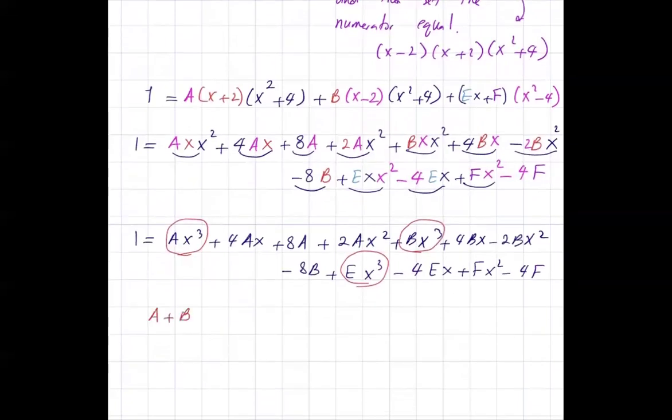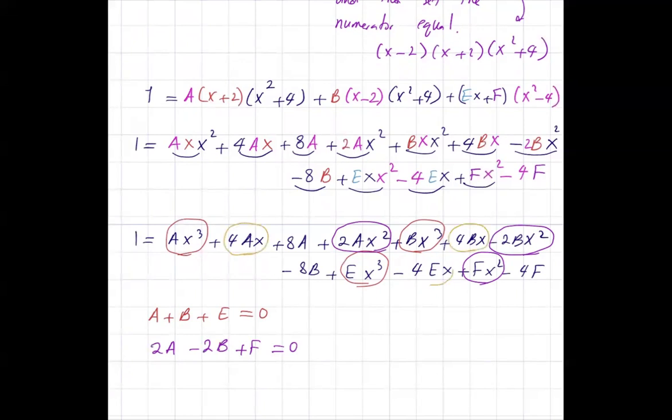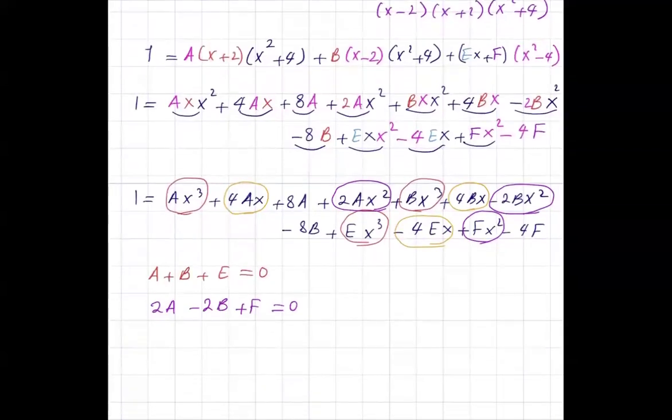It means that a plus b plus e must be 0. What about x squared? For the x squared, you have 2ax squared, negative 2bx squared, fx squared. And on the left-hand side, you don't have any x squared. So it means that 2a minus 2b plus f must be equal to 0 as well. What about linear terms? The same for linear terms: 4ax, 4bx, negative 4ex. On the left-hand side, there is no x, so the coefficient is equal to 0. So 4a plus 4b minus 4e is also equal to 0. But for the constants, you have 8a minus 8b minus 4f. It is equal to 1 on the other side.